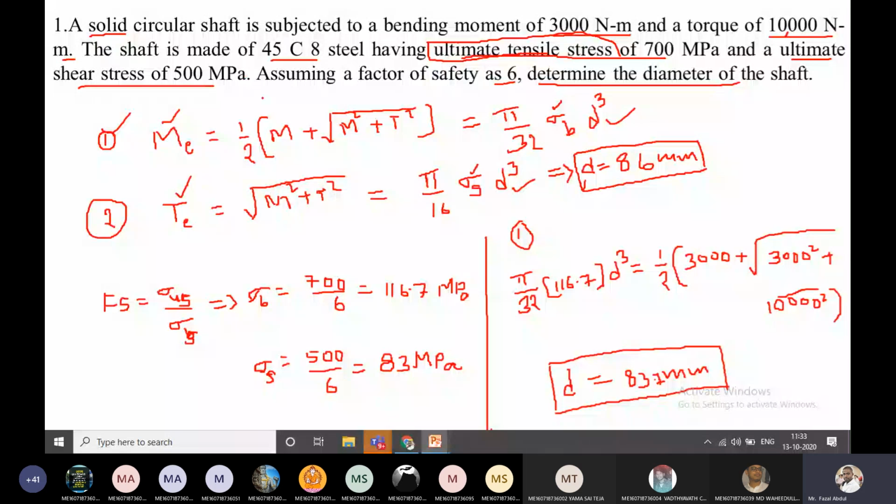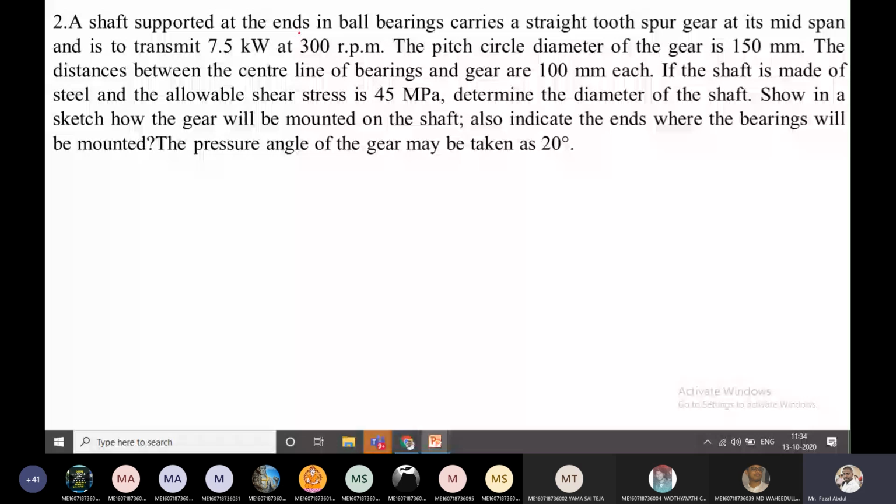Okay, now this is the second question, according to the combination of bending and torsion. A shaft supported at the ends in ball bearings carries a straight tooth spur gear at its midspan, and is transmitting 7.5 kilowatts at 300 rpm. Okay, so one shaft is there.